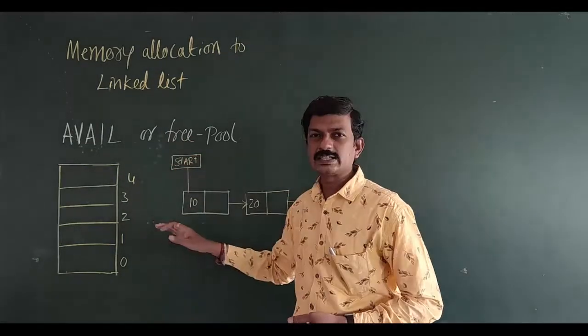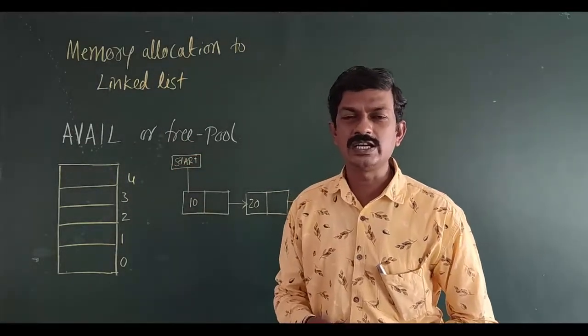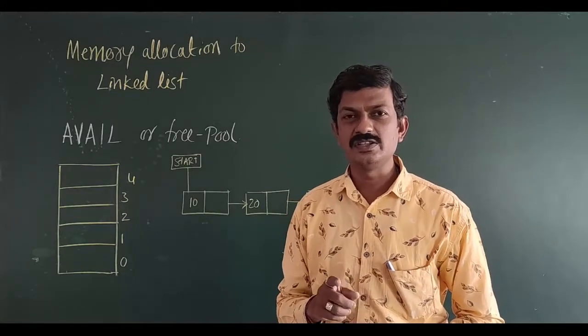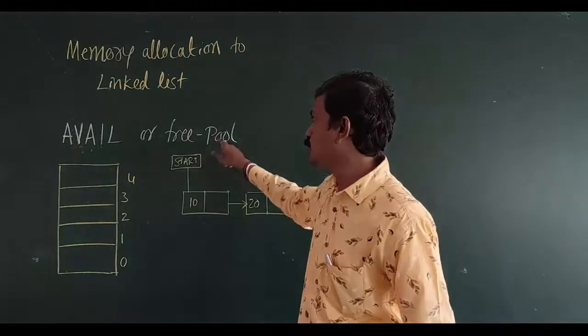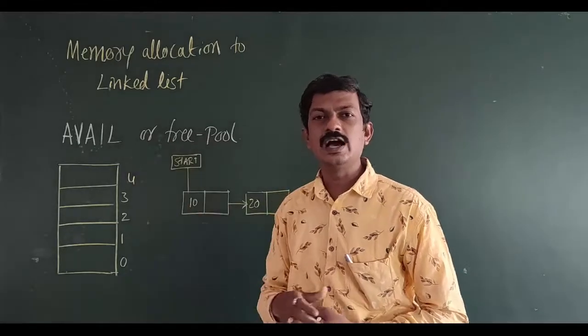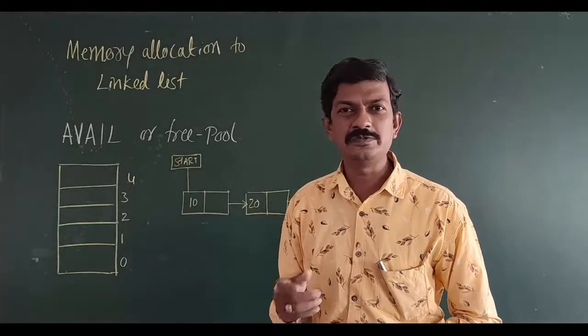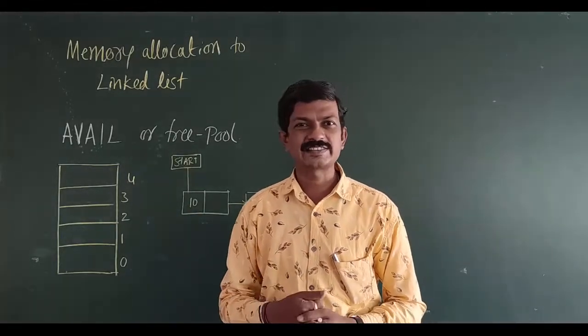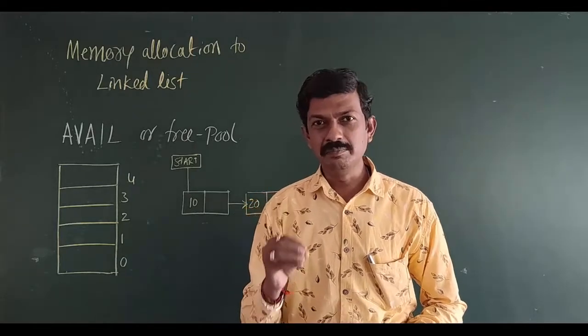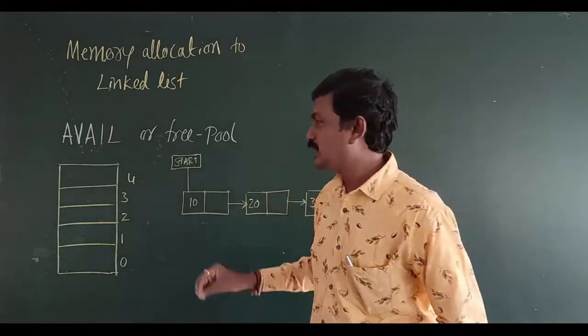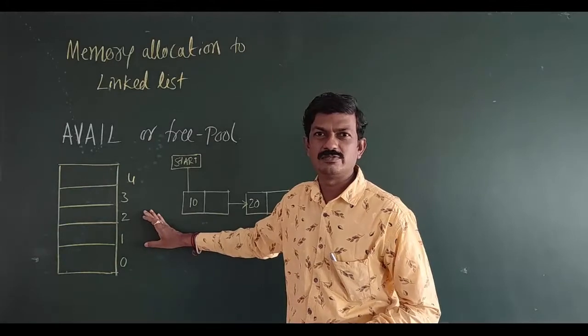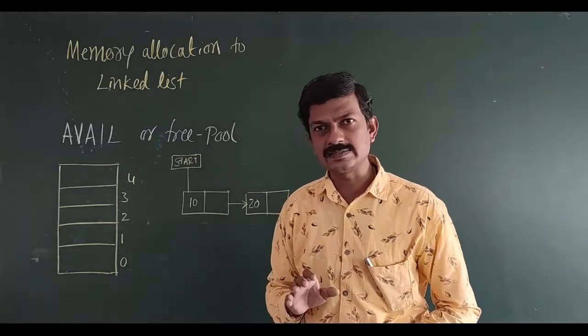This list contains unused nodes. This free pool or avail list contains unused nodes. Whenever you make a request for an extra amount of memory, that memory is allocated from this free pool. Let us consider an example.